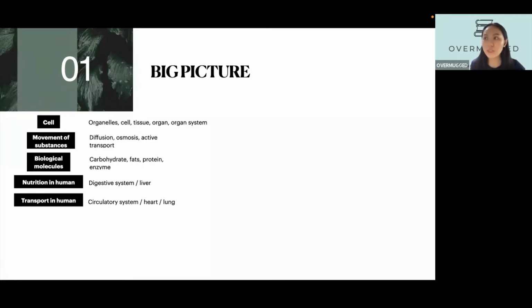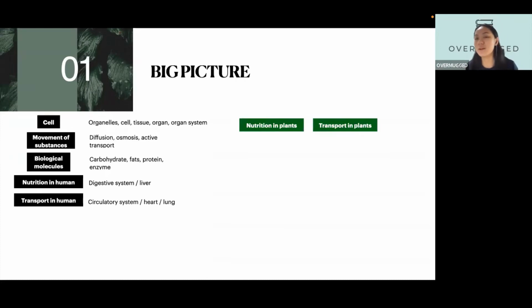The circulatory system is huge. It's basically everything that is circulating around your body, right? And the main organs are your heart and your lung. Then next chapter, okay, right. The next two chapters are nutrition and transport, but in plants. So they are a little bit, I put it at the side. Later when I show everything, you will see why I arranged it like that.